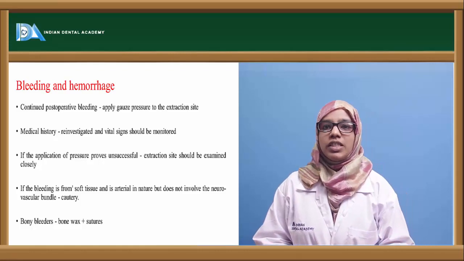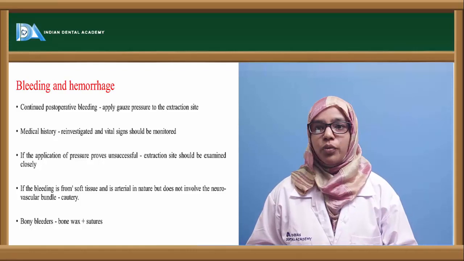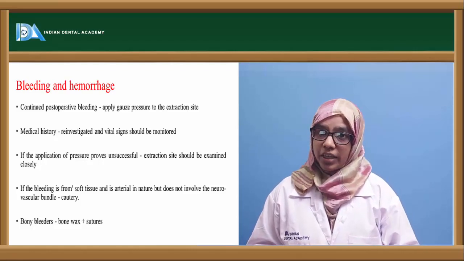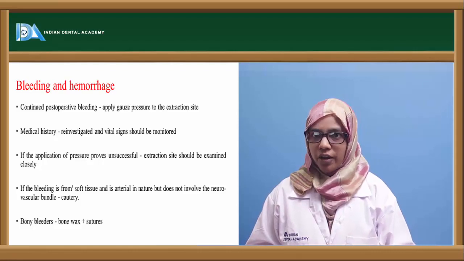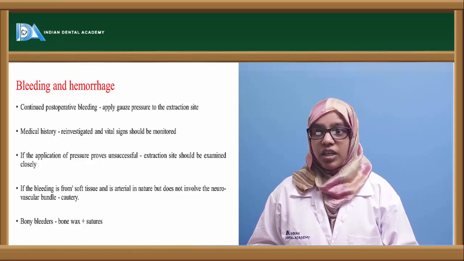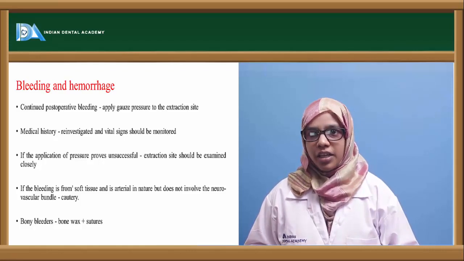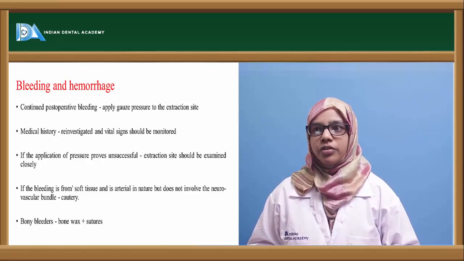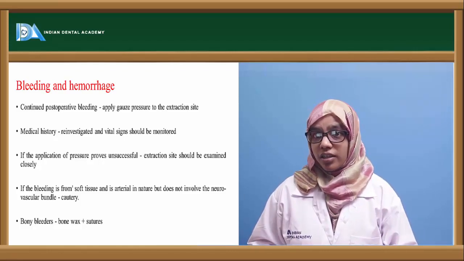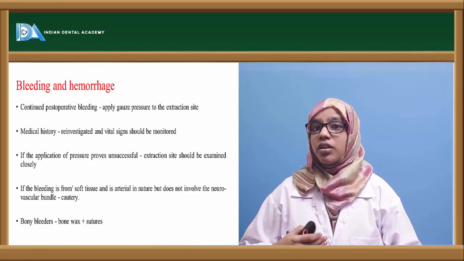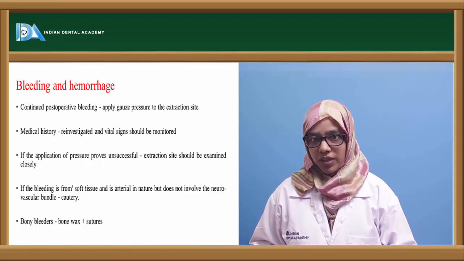The next complication is bleeding and hemorrhage. If the bleeding occurs intraoperatively, with the pressure pack you can control the bleeding. If the bleeding is postoperative, ask the patient to bite on a cotton pack for half an hour, wait and watch. If it still continues, you need to explore the area. At the same time, take a blood sample and send for further investigations, because during history taking you might have missed history regarding bleeding disorders. So just to avoid that, take a blood sample and send for investigation.